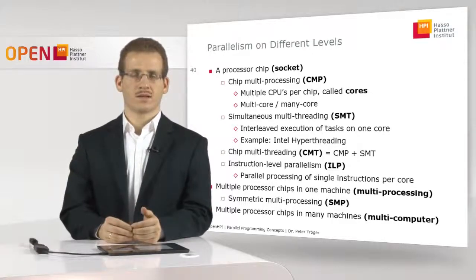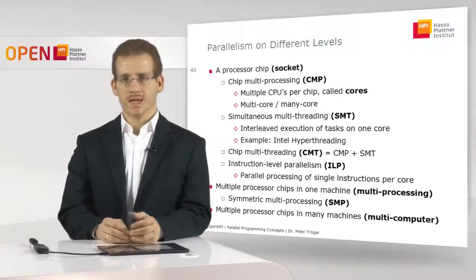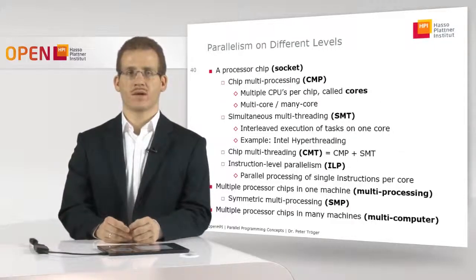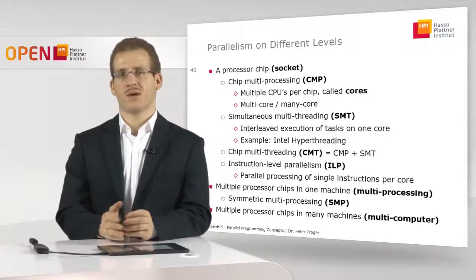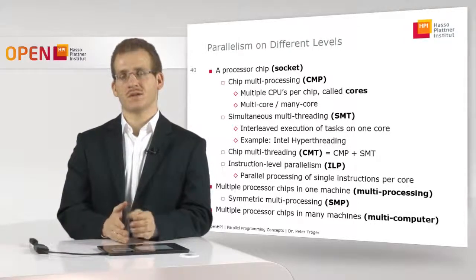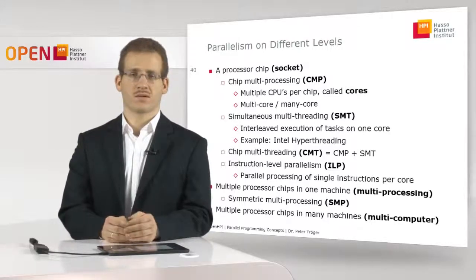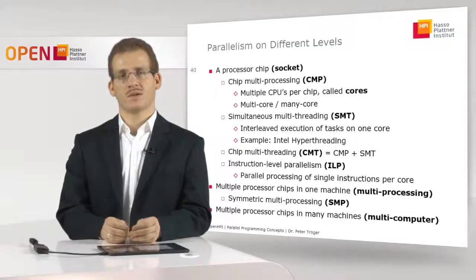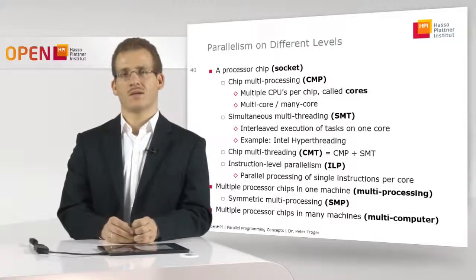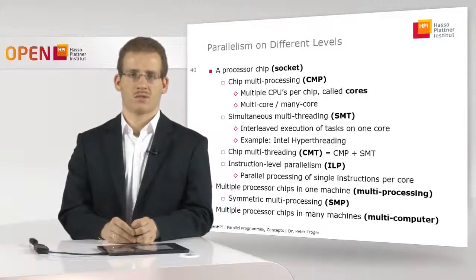The next thing that is established as terminology is simultaneous multithreading, SMT. And simultaneous multithreading is the interleaved execution of tasks on one of these cores. So now you have the situation that you have multiple cores per chip, but each of these cores might also be able to run tasks in parallel, or at least concurrently when we talk about the real implementation. And this is called simultaneous multithreading. The more common terminology for that is hyperthreading, which is a market term by Intel.